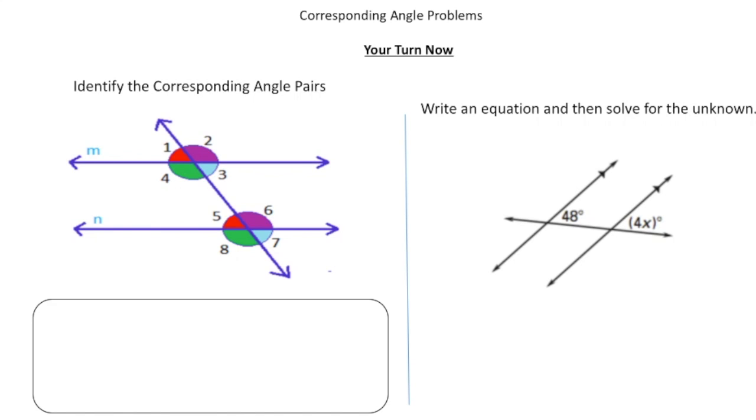All right, welcome back. Let's see how you did with these problems. For the first problem, you had to identify the corresponding angle pairs. Again, we have two lines that are parallel, and we have our transversal. So it creates 8 different angles: 1, 2, 3, 4, 5, 6, 7, and 8. This is nice and color coordinated. So we know that angle 1 and angle 5 are corresponding. Angle 2 and angle 6 are corresponding, angle 4 and angle 8, and then angle 3 and angle 7.